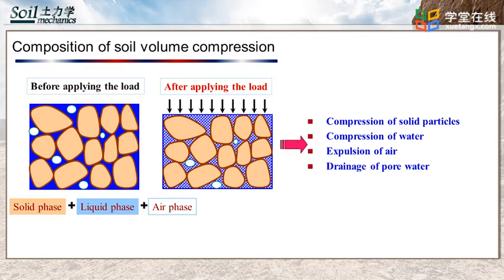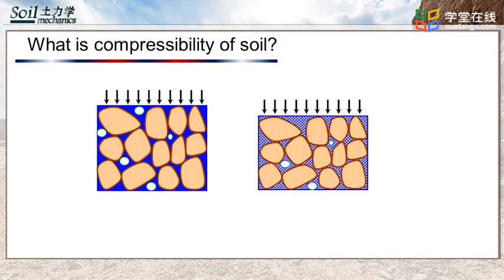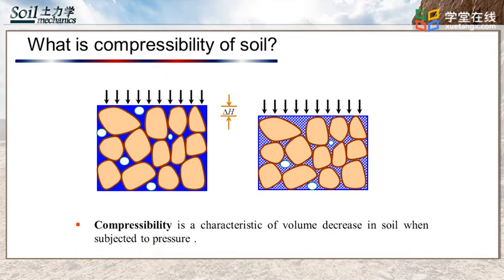It has been found that, in the pressure range of about 100 to 600 kilopascal normally encountered in engineering practice, the compression of the soil particles and the pore water is very small. Therefore, they can be omitted. Currently, the soil volume compression is thought of as the result of the expulsion of pore air and the partial drainage of pore water. Obviously, for a saturated soil, soil volume compression is mainly due to discharge of some pore water. The soil is compressed due to partial discharge of the pore water and pore air under structural loads.